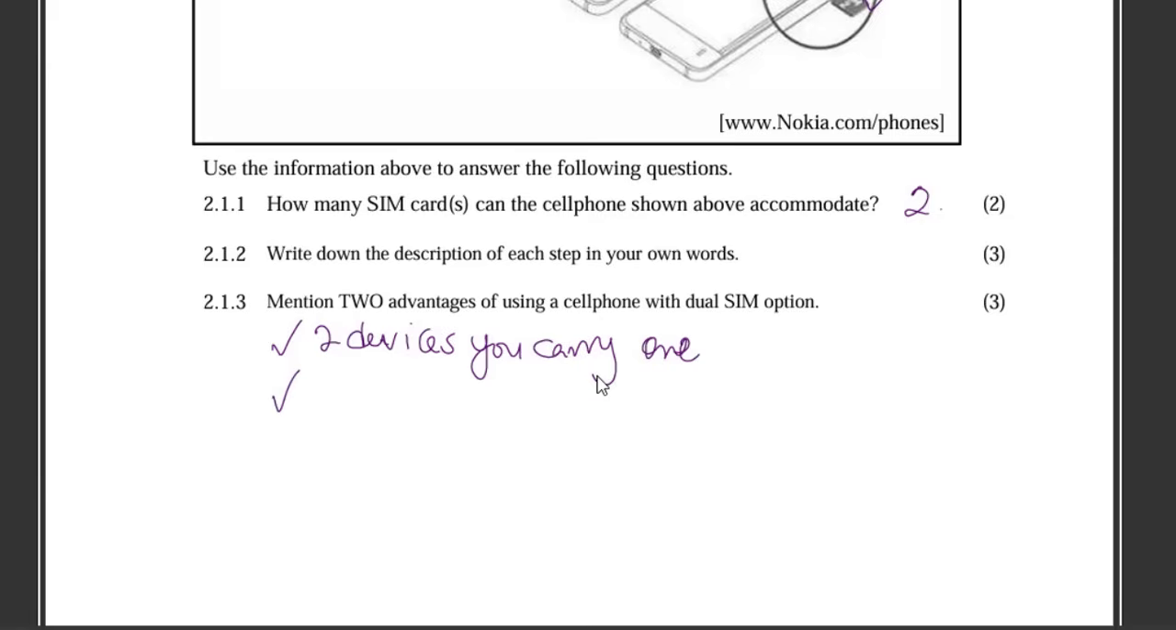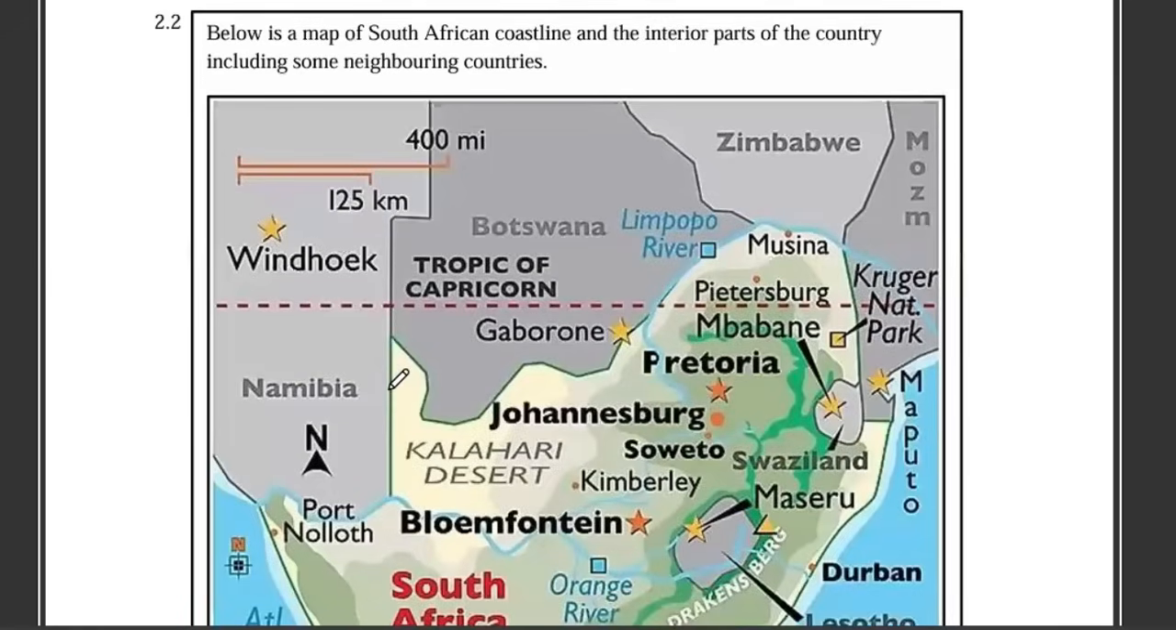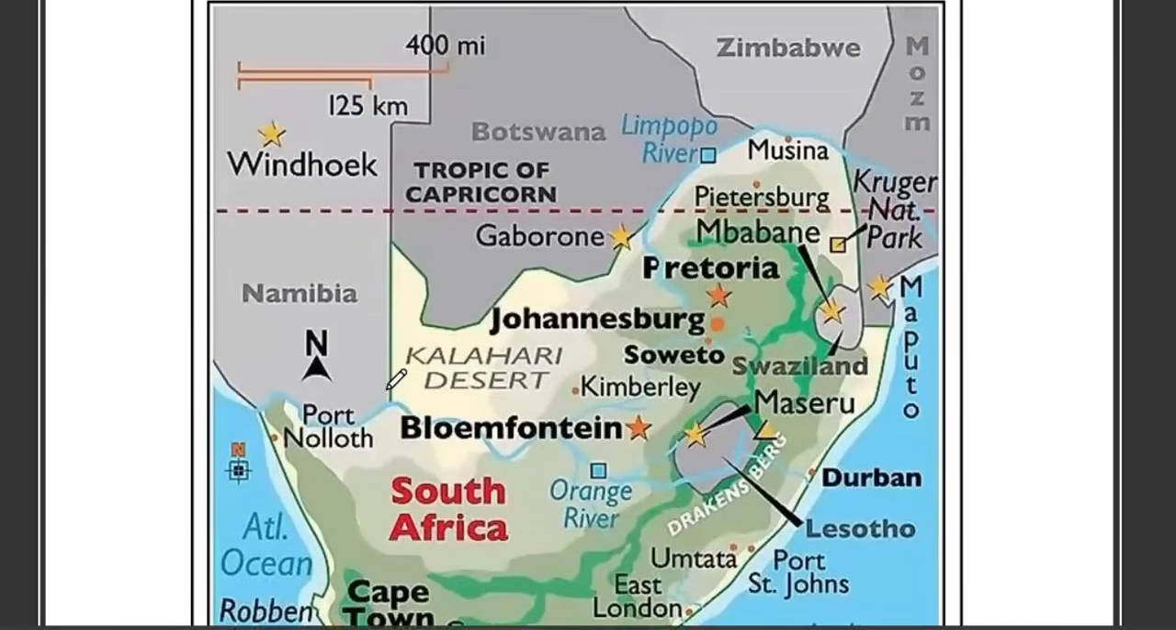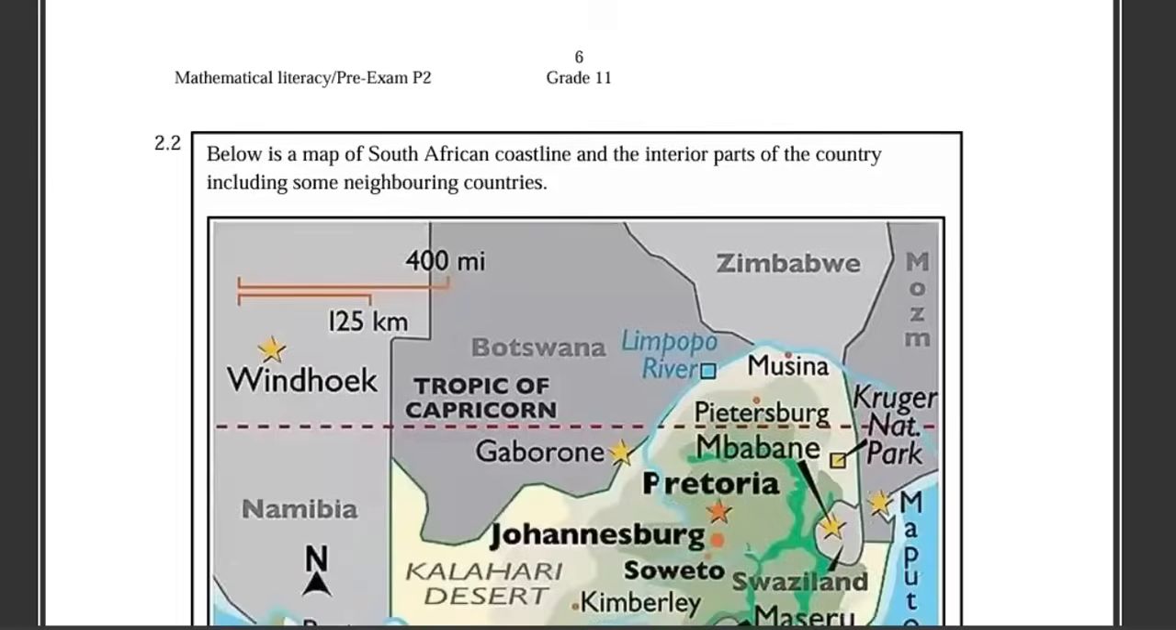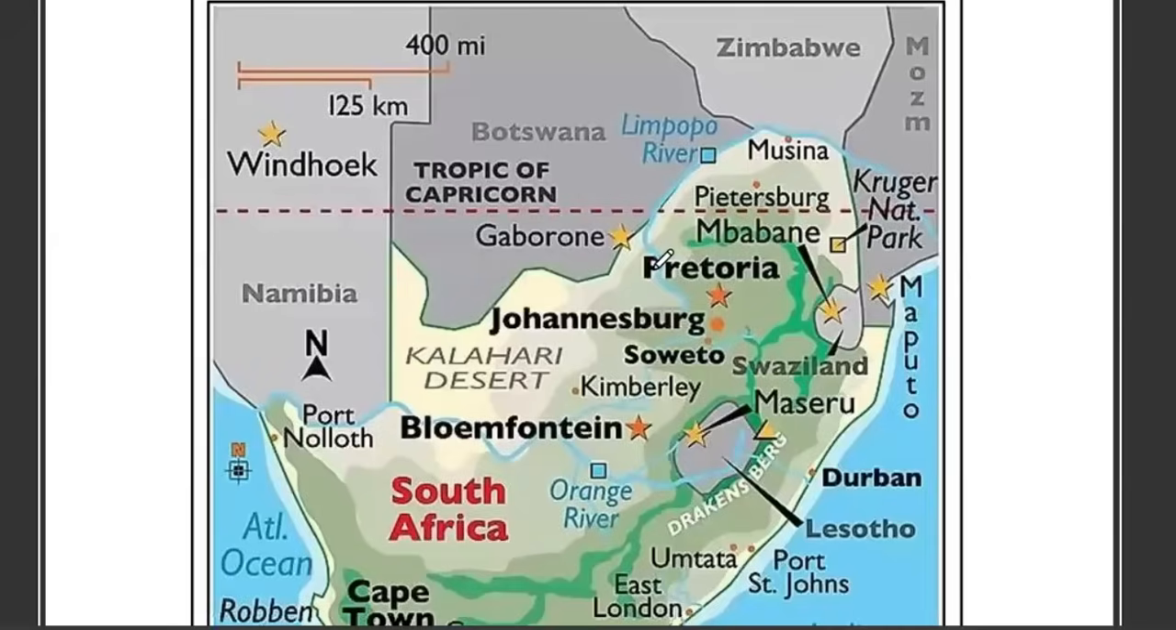What else? You can have more than one network to deal with. You understand? Because with our networks, one is cheap, the other is expensive, depending on the condition. So if you have 2 in 1, you choose which one to use for calls, which one to use for data, because they have different rates. Okay, let's continue. Question number 2.2, we have a map there. We look at it nicely and see what's happening. The questions are, identify the type of scale used on the map. The scale, it's this one here.